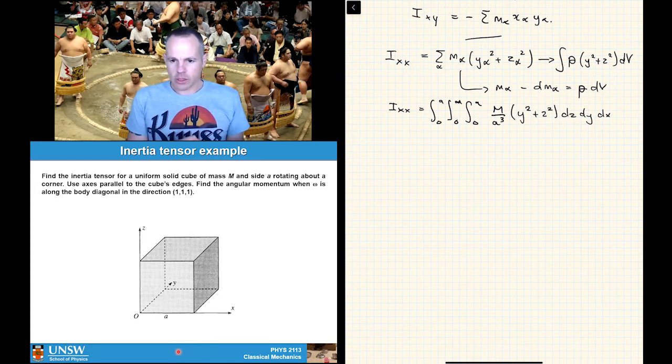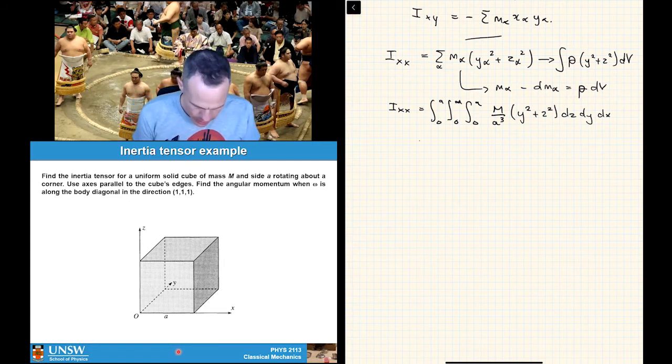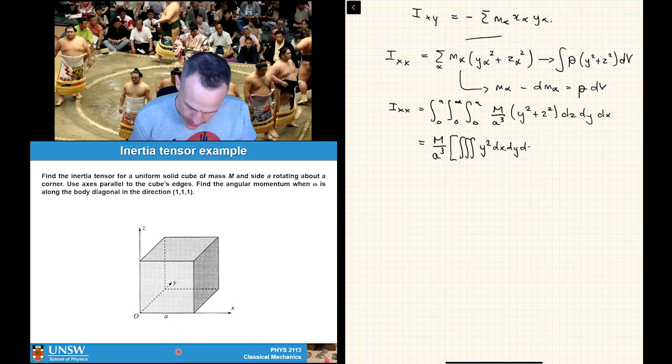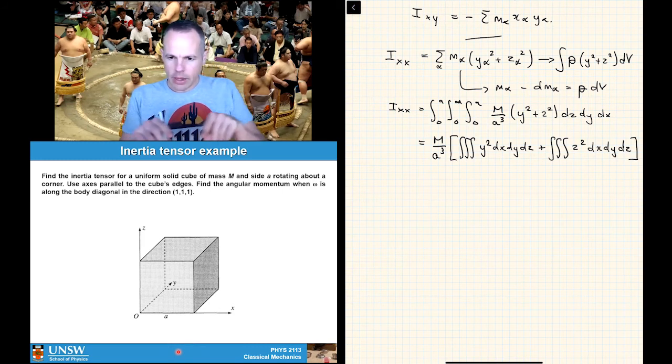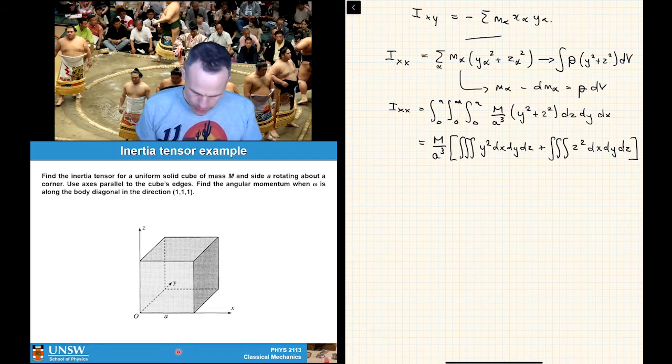What we can do is pull the constants out the front, and then we know the integral of a sum is a sum of integrals, right? So we can write this thing as m over a cubed times the triple integral of y squared dx, dy, dz. And of course, the order you do the integration in doesn't really matter, so I can write them in any order I want. Plus the triple integral of z squared dx, dy, dz as well, right? And of course, now I can break the components out into their individual parts in this as well, okay?